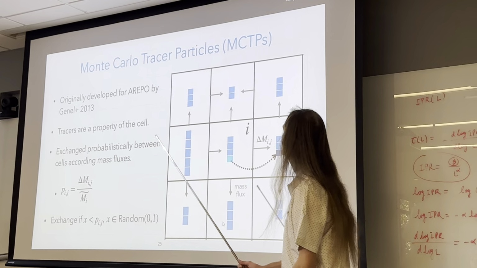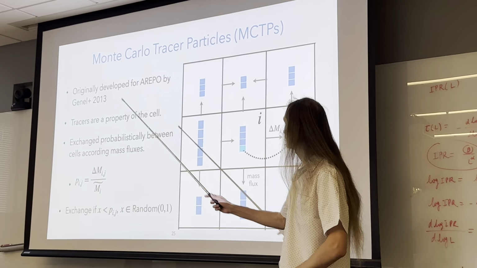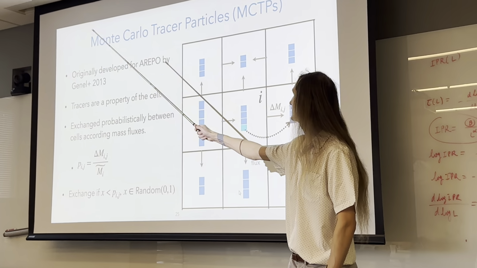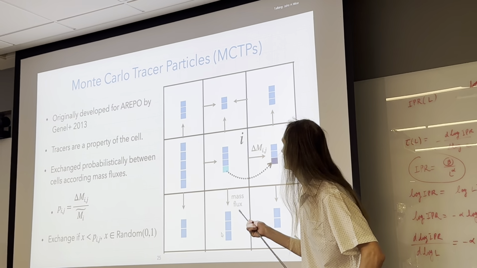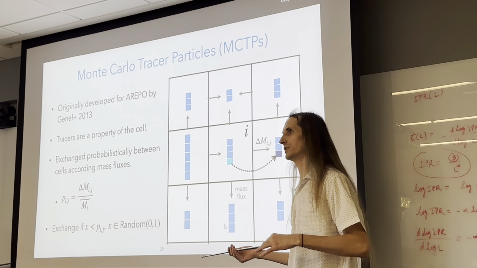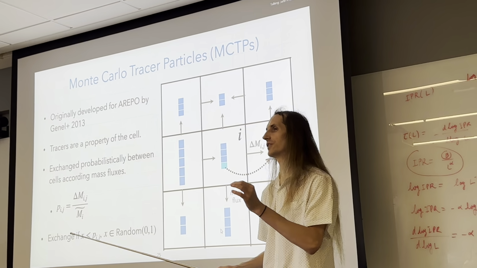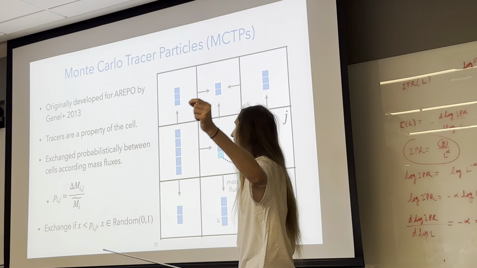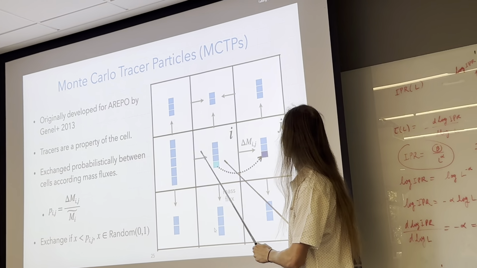So these are called Monte Carlo tracer particles, or MCTPs. This idea was originally developed by Shai Geen in 2013, and he implemented them in the Arepo code. We do a similar thing by implementing them in Enzo, which is the simulation code that we use. When you think of a particle, it has a position, a mass, and a velocity to move around. But Monte Carlo tracer particles are different. They're a property of the cell.